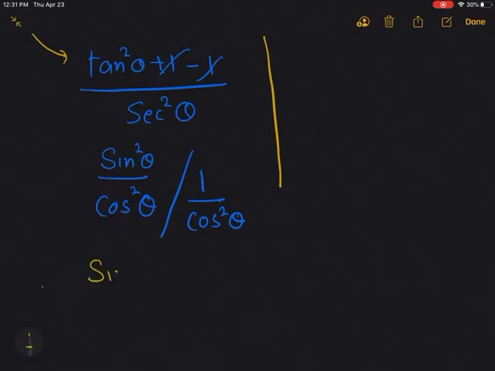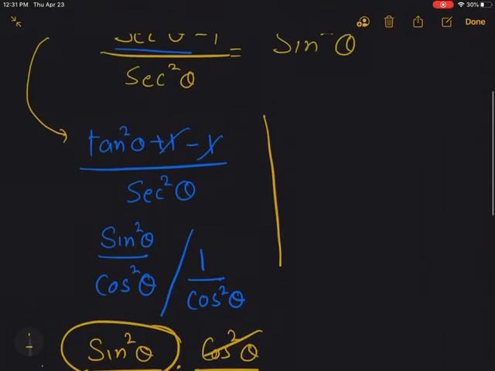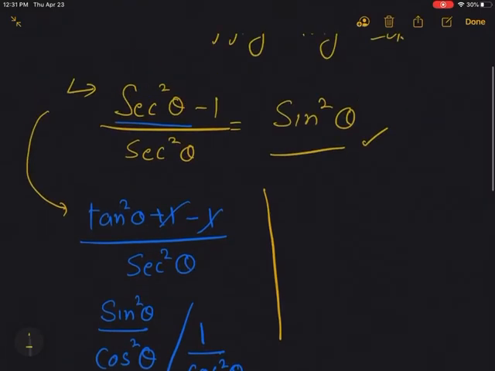So I could rewrite this as times the reciprocal of the bottom one. This is what I have. Cosine squared is going to get canceled out. So sine squared theta is my answer, which is equal to the other side. That's one way to attempt this problem.